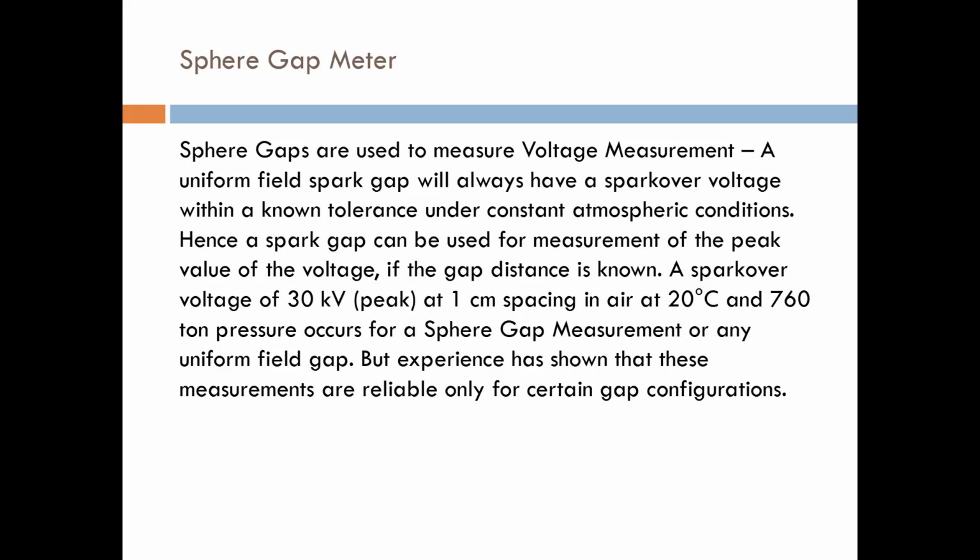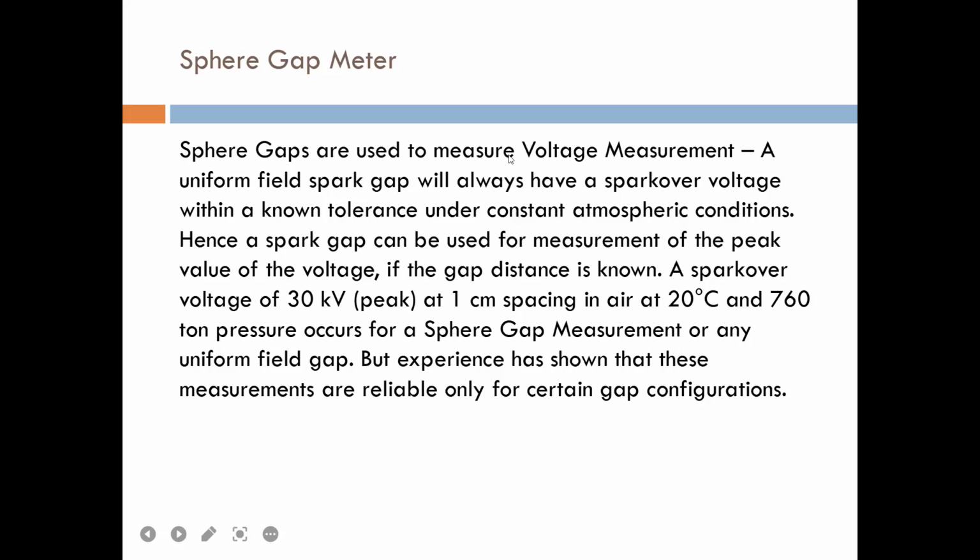So now see, the spark voltage is within a known tolerance, and in this case, the accuracy is also going to be 2 to 3%. With a spark gap voltmeter, we can put up the accuracy to 2 or 3%. So that is going to be that one.